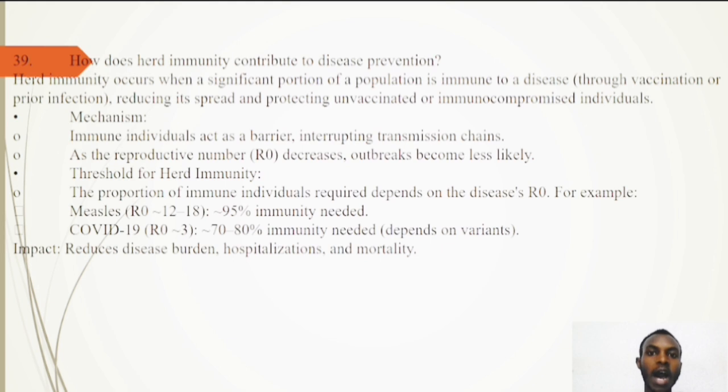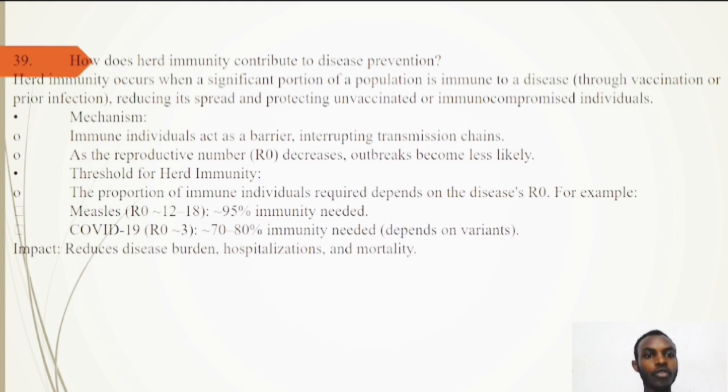For those people who are likely to be attacked by diseases, herd immunity will protect them from being attacked by the disease. Now the mechanisms of herd immunity, how herd immunity contributes to disease prevention. Immune individuals act as a barrier, interrupting transmission chains. As the reproductive number decreases, outbreaks become less likely.